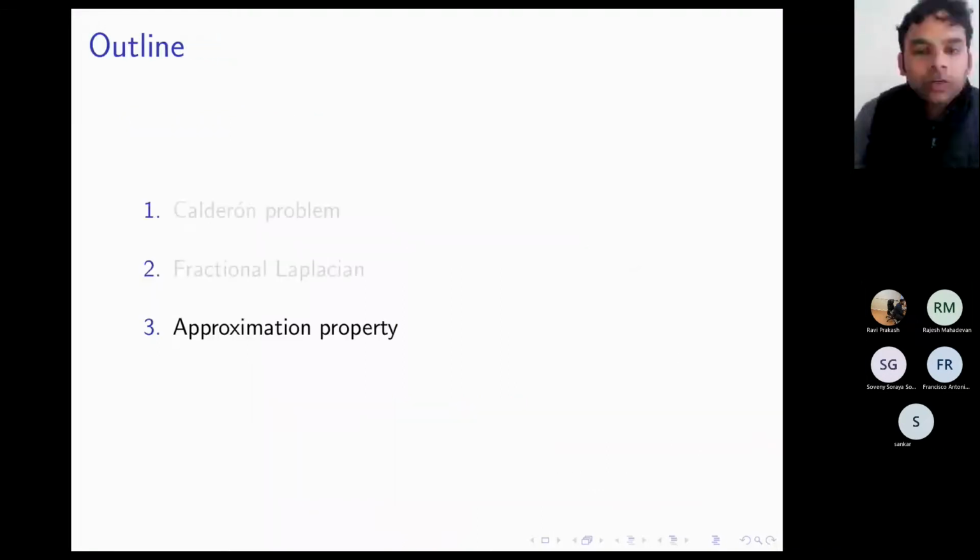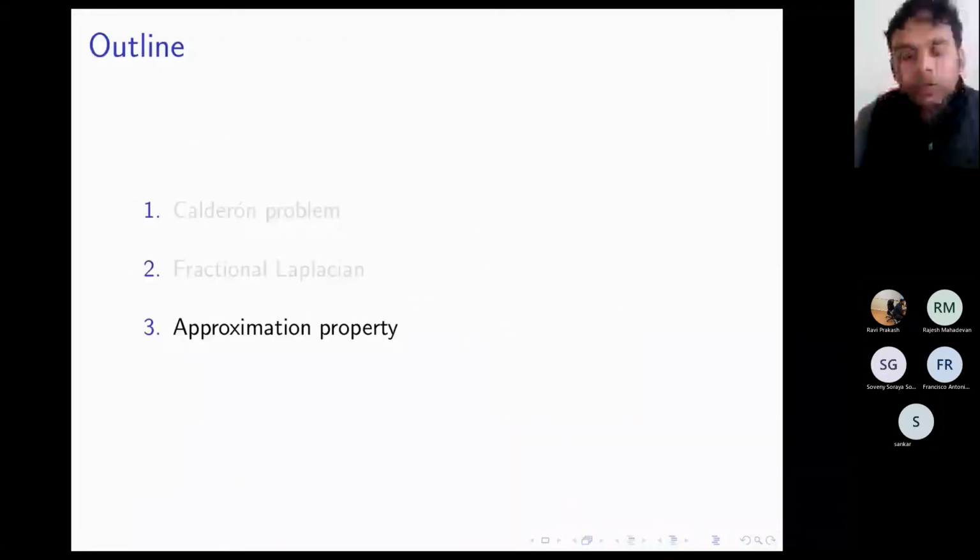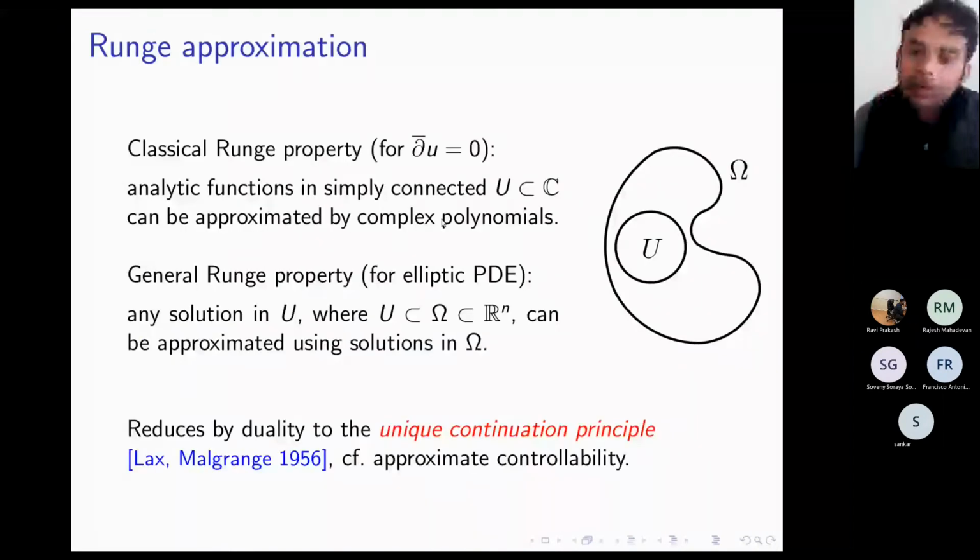Okay, so now we'll talk about the last part, how we solve the problem, and that's the Runge approximation theory. So let's begin with the Runge approximations. That is known in the PDE setup, or mostly in the elliptic PDE setup. This is the classical Runge approximation: if you have an analytic function in the complex plane, which satisfies a D-bar equation, then you can approximate such functions via complex polynomials. Now, for the elliptic PDE, it's attributed to Lax and Lagrange.